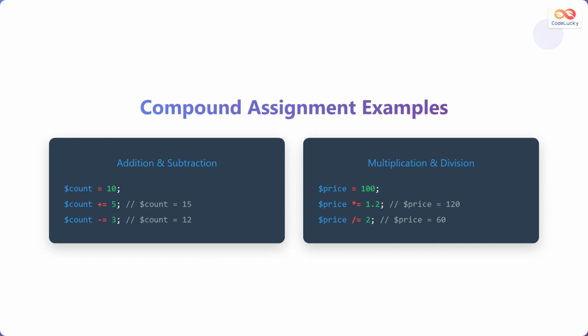Next, let's look at multiplication and division. We assign the value 100 to $price. Then $price *= 1.2 is the same as writing $price = $price * 1.2. Therefore, the new value of $price is 120. Finally, $price /= 2 is the same as $price = $price / 2, giving $price a final value of 60.